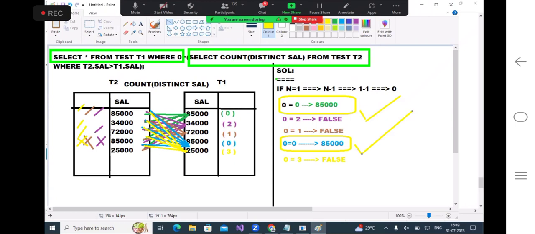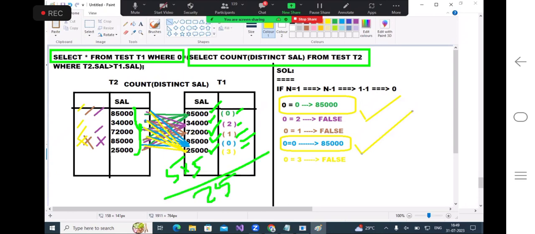Now we can see the inner query's total 85 is compared how many times? 1, 2, 3, 4, 5, 5 times. 85 compared 5 times. 34 compared 5 times. 72,000 compared 5 times. 85 again compared 5 times. 25 again compared 5 times. So to get these inner query values, how many times in total? 5 into 5, 25 times it will be compared.